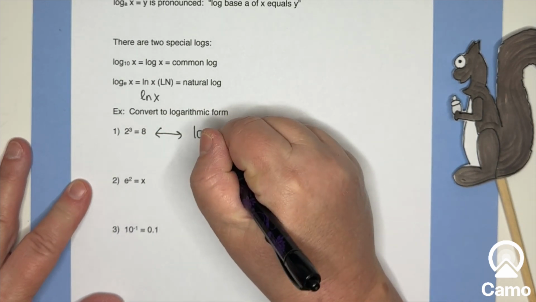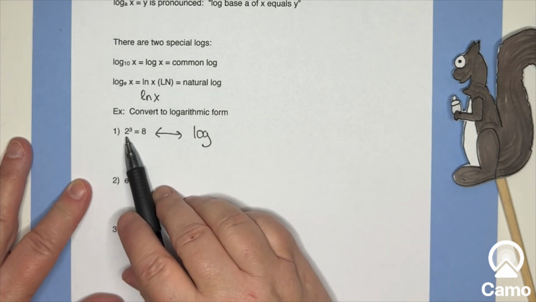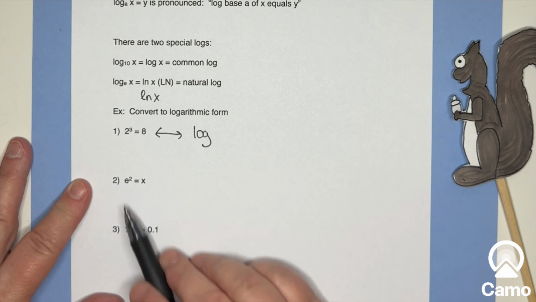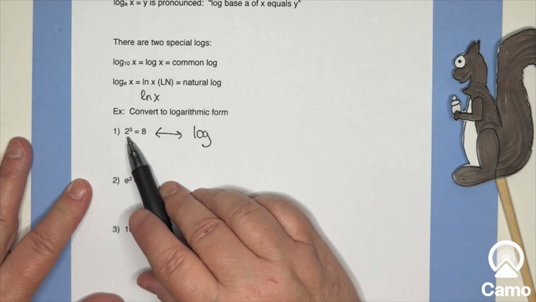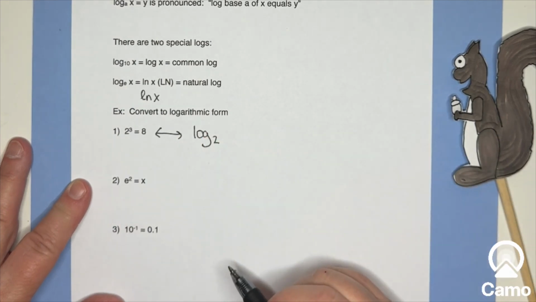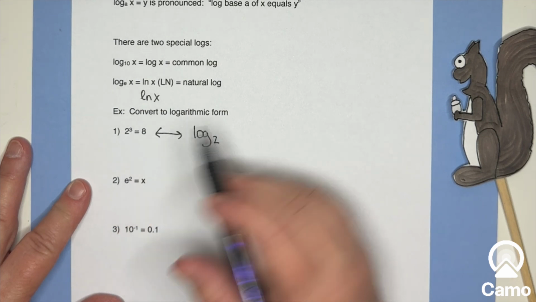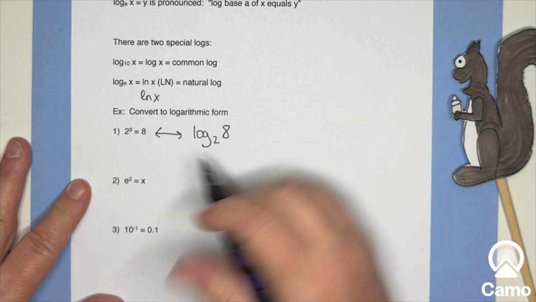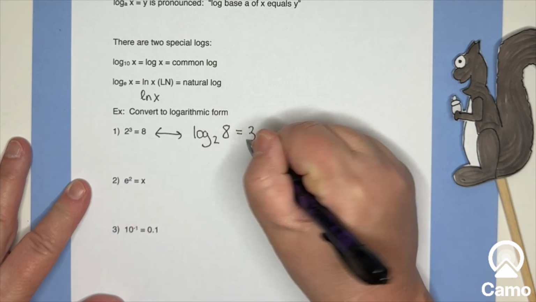You start by giving yourself a log for logarithmic form, and then you go to the base. Remember that the base is the number which is being raised to a power. So here, in this case, the base is 2. So you write that down low. This is log base 2. Now, you don't write 3 next. You write the answer next. Log base 2 of 8 equals 3.